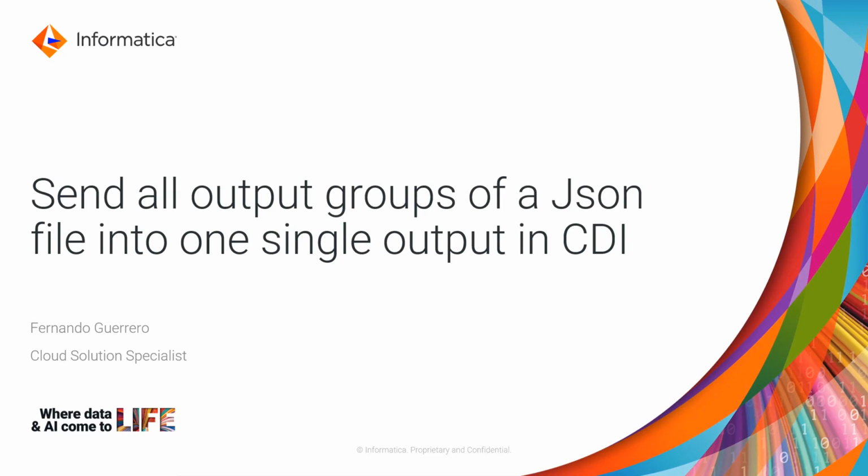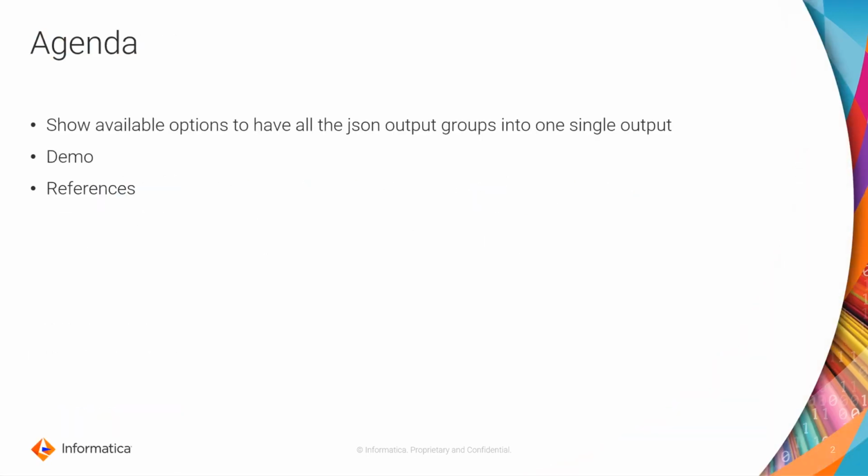I am a cloud solution specialist, and in this video I am going to talk about how to send all the output groups of a JSON file into one single output in CDI. Through this video, we are going to talk about the different available options that we have in order to do this. I am going to show you a demo about just one of those options, the one that I recommend, and at the end I will present some links to documentation.